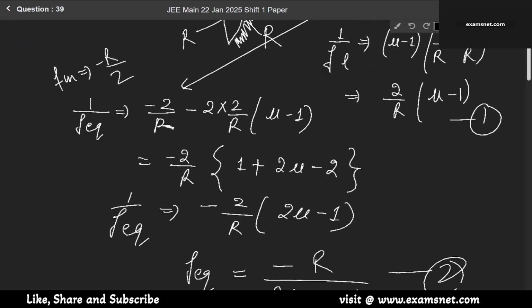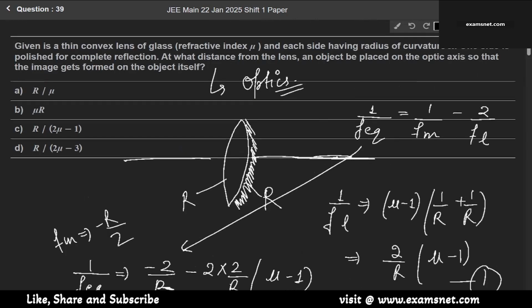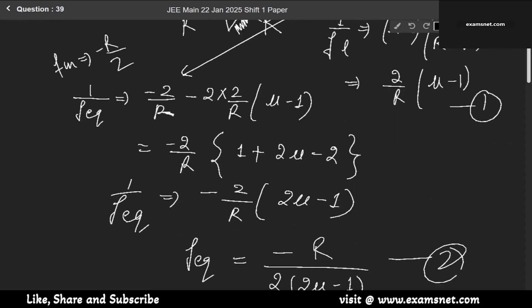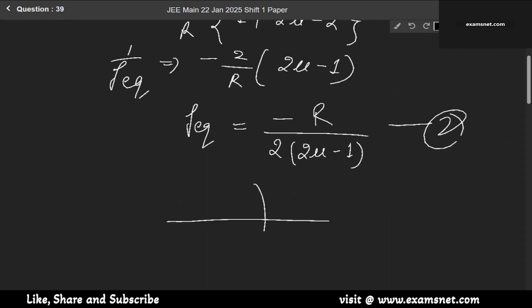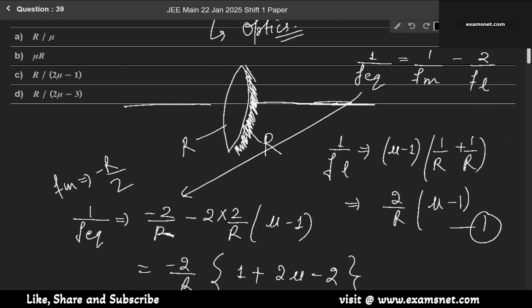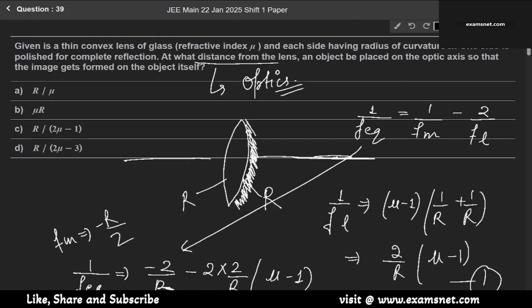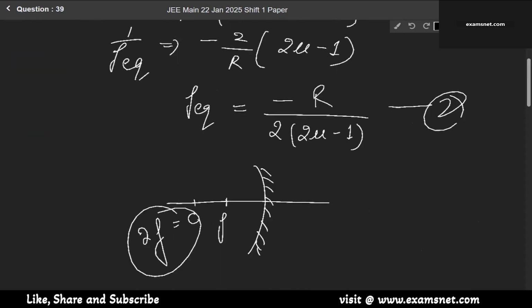Since the other side of this lens is polished, it will behave as a concave lens. And we know that for the concave lens, this will be F and this will be C, so C equals 2F for a concave lens. According to the question, at what distance from the lens should an object be placed on the optic axis so that the image gets formed on the object itself? So it will be 2F only.